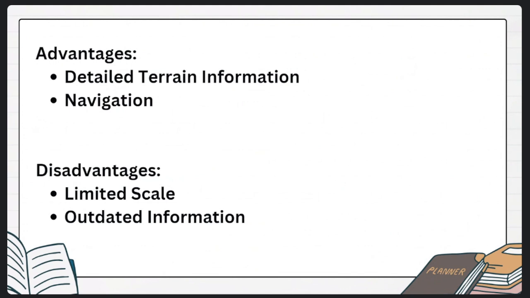Disadvantages. Limited scale. The level of detail on a topographic map can vary based on its scale. Maps at a smaller scale may not provide the necessary level of detail for specific activities. Outdated information. As the landscape changes over time due to natural processes or human activity, topographic maps can become outdated. Keeping maps current can be a challenging and costly endeavor.